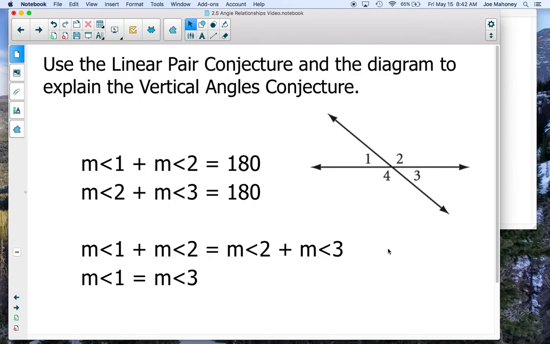So hopefully this lesson on angle relationships helped you determine some pretty neat conjectures about the linear pair of angles and also vertical angles.